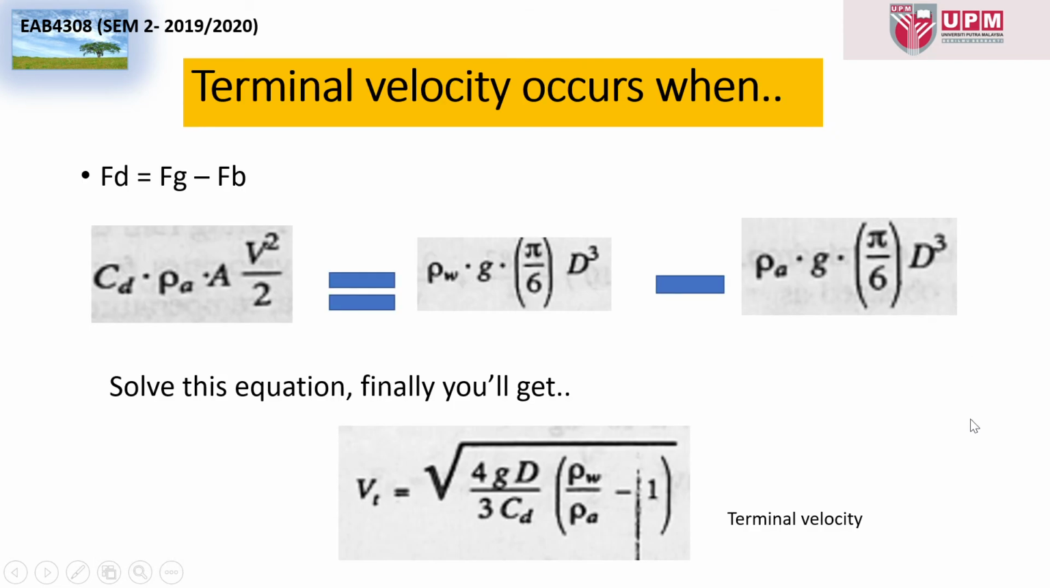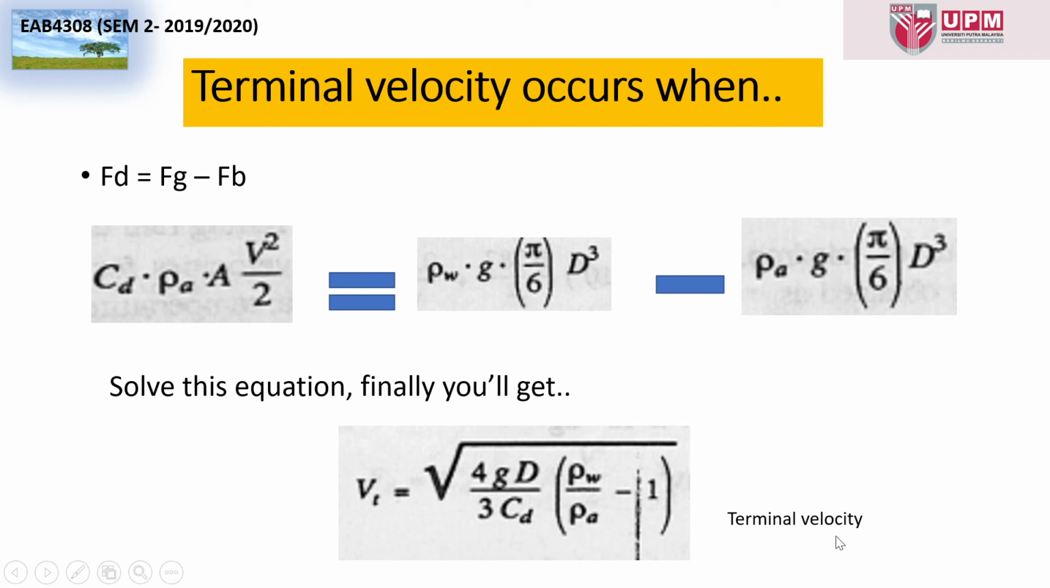Terminal velocity occurs when Fd is equal to Fg minus Fb. This is the formula for calculating drag force, this is the formula for calculating gravity force, and this is the formula for calculating buoyancy force. By solving this equation, you are interested to find this V, because this V is terminal velocity. After solving this equation, you will get this formula: Vt is equal to this equation.